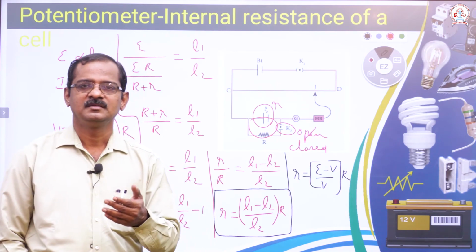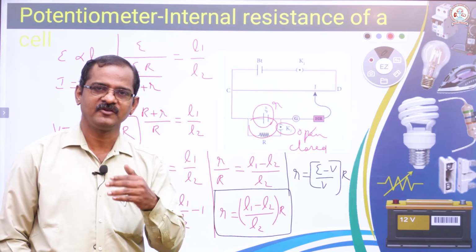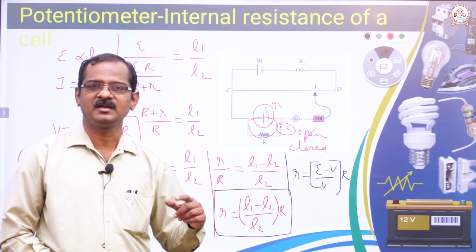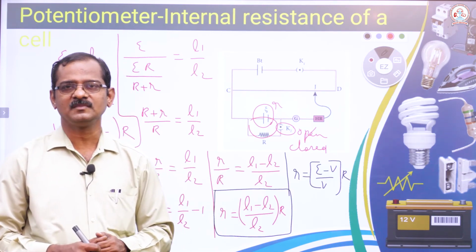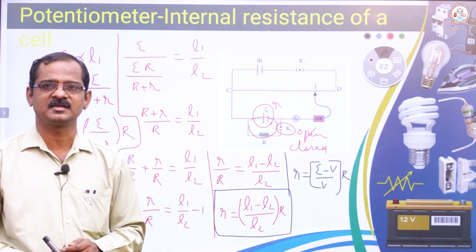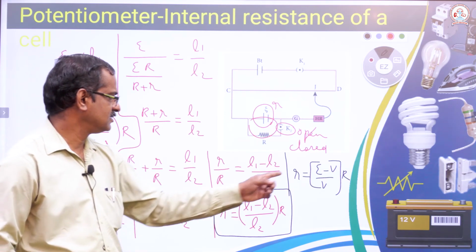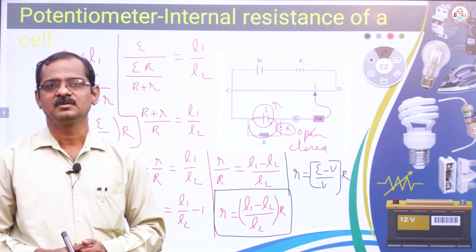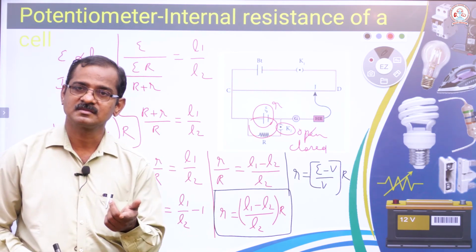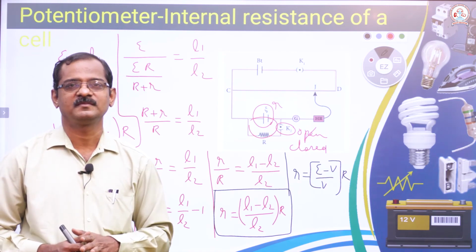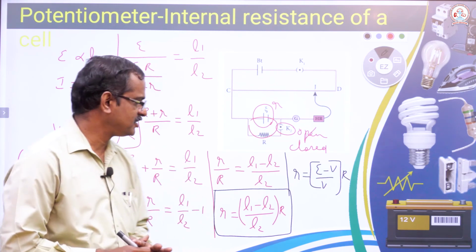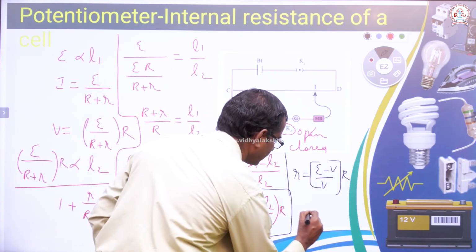Epsilon is the EMF of the battery for which we are calculating internal resistance. V is the voltage of the battery which is outside, that is, the voltage across the resistor. This is also another equation with which we can calculate internal resistance r. Internal resistance, its unit is ohm. Whether it is internal resistance or external resistance, it is resistance. Its unit is ohm.